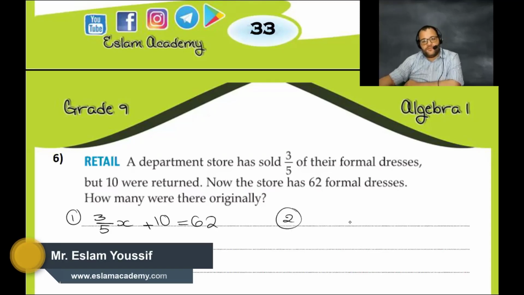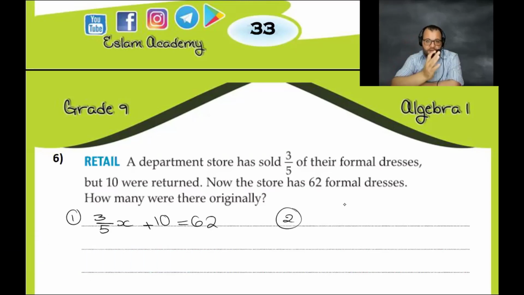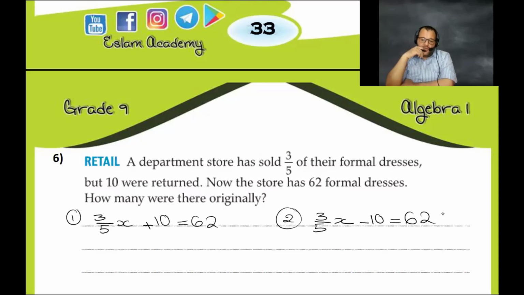I think 3 over 5 x minus 10. Just one minute. If you disagree, give me the other one. Minus 3 over 5 x plus 10 equals 62. Minus 10, yeah, 3 over 5 x minus 10. Do you have any other equation? Why minus?